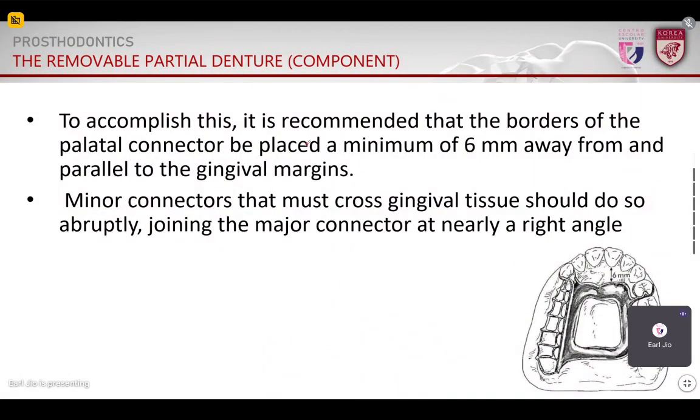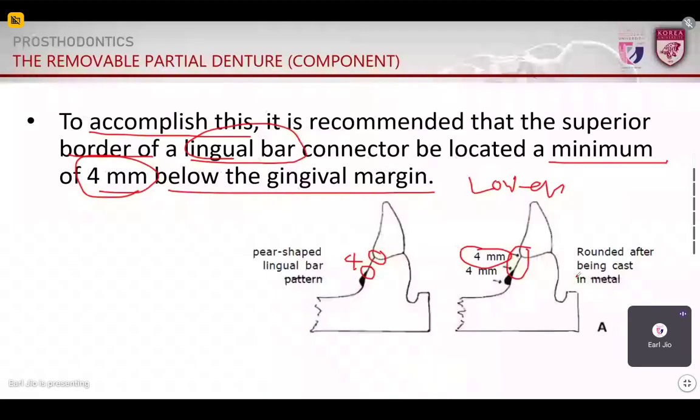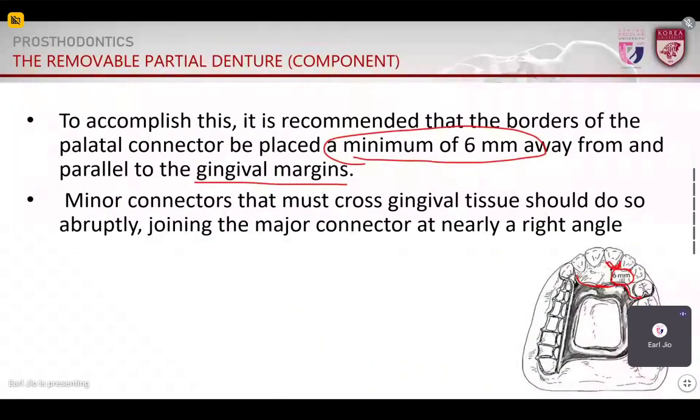Now, for the upper, to accomplish this, it is recommended that the border of the palatal connector should be at least 6 millimeters away from the gingival margin. Minor connector that must cross gingival tissue should do so abruptly, joining major connector at nearly right angle. So again, from the margin of the remaining natural teeth, dapat 6 millimeters away from the superior border. Okay? So, sa lower, 4 millimeters. Sa upper, 6 millimeters. Okay?